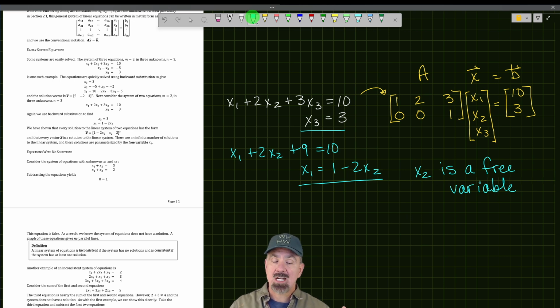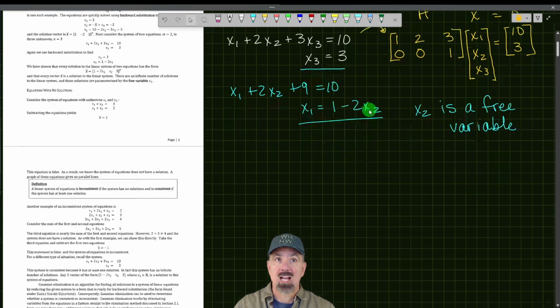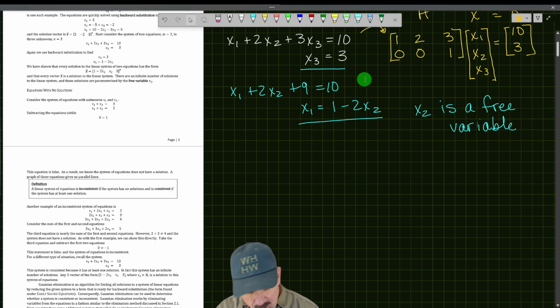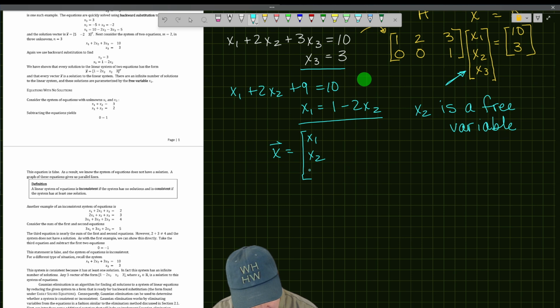So if we had an objective function, we would choose the x2 value to optimize that objective function. And that's at the heart of operations research. In this case, we're just going to leave it as a free variable, and we're going to write down our solution as a vector. So if we say that x vector is x1, x2, x3, which is what we wrote when we had this over here, then what we have is the following.